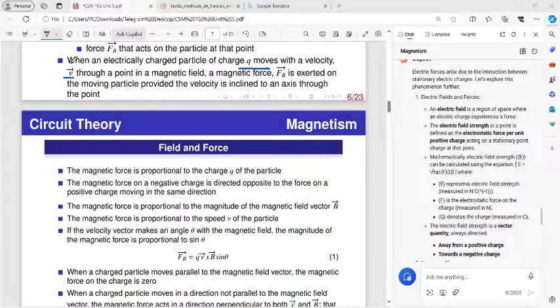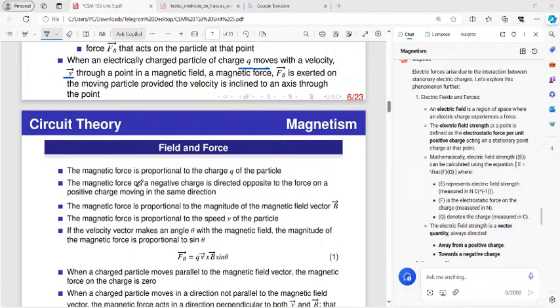Let me take it all over again. When an electrically charged particle of charge q moves with a velocity v through a point in a magnetic field, a magnetic force F is exerted on the particle provided the velocity is inclined to an axis through the point. Therefore, the magnetic force is proportional to the charge q of the particle. So he's saying if this condition occurs, the magnetic force is proportional to the charge q of the particle.